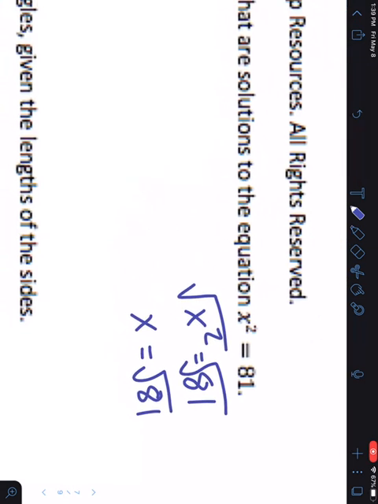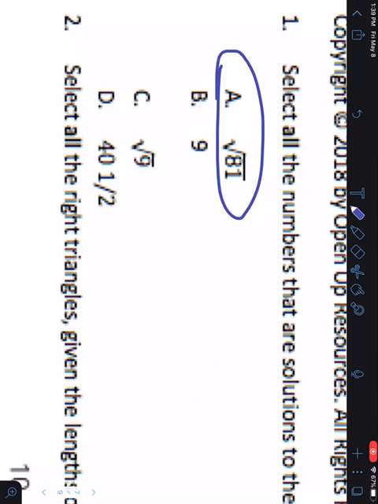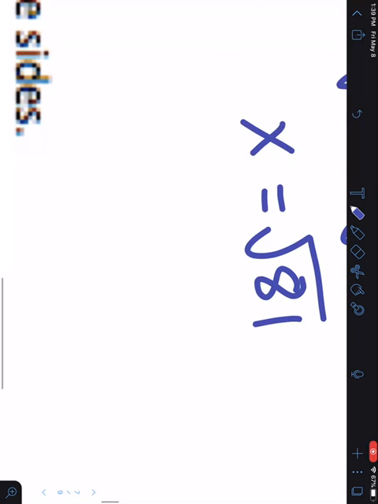Oh my gosh, wait a second, that looks familiar. A is the square root of 81. So that works. Now, are we done? Well, we could be, but it says select all the numbers that are solutions. So instead, let's keep solving it. What is the square root of 81? Put it in your calculator real quick. Just kidding. The square root of 81 is 9.